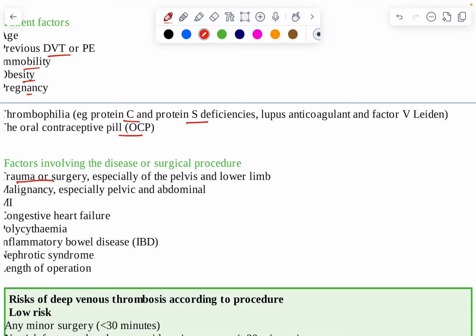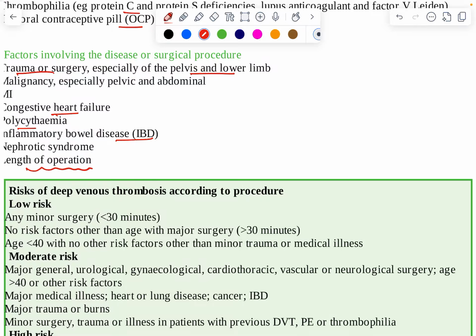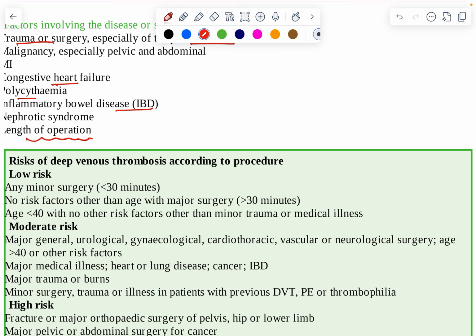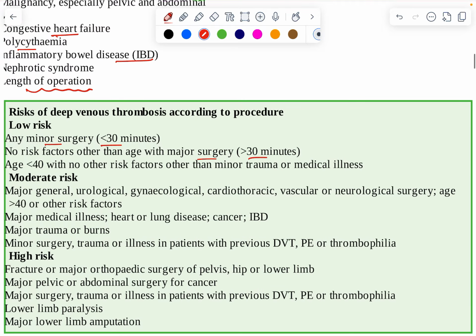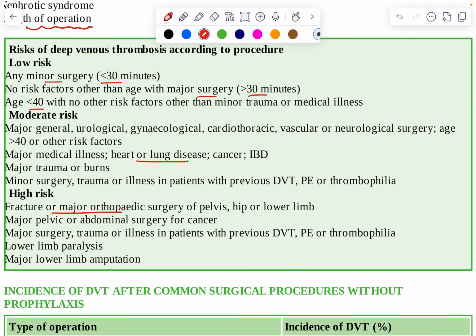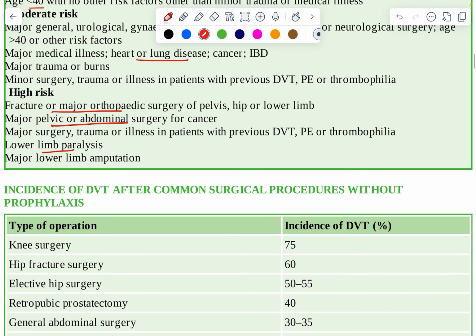Factors involving disease or surgical procedures: trauma, pelvis, lower limb, congestive heart failure, polycythemia, inflammatory bowel disease, nephrotic syndrome, length of operation. Risk of developing thrombosis according to the procedure. Less than 30 minutes, minor surgery, low risk, no risk factor other than age. Major surgery more than 30 minutes, age less than 40, less risk. Moderate risk is major urological, gynecological, cardiovascular surgery, major medical illness, heart and lung disease. High risk: fractures, major orthopedic surgery, pelvic surgery, abdominal surgery, lower limb surgery.